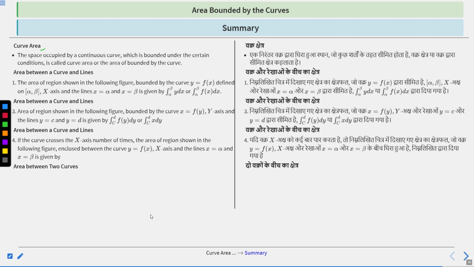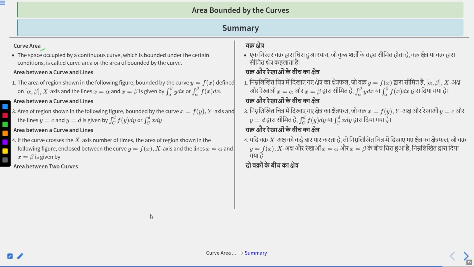Area between the two curves, in which we had studied that, suppose we have two curves fx and gx. Suppose in the interval a to b, fx is greater than gx, and in the interval b to c, gx is greater than fx. Then we will calculate the area as the integration of a to b fx minus gx dx, plus b to c gx minus fx dx, right? Like that. Okay. So in this way, we have studied the concept of area bounded by the curves.